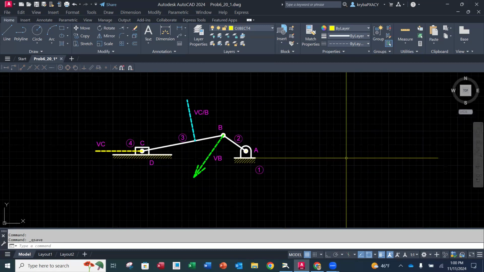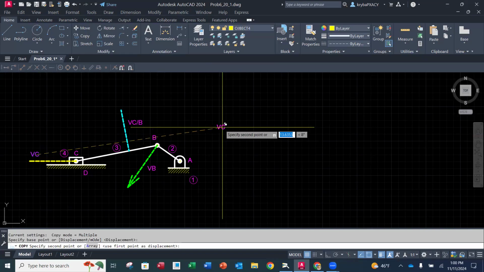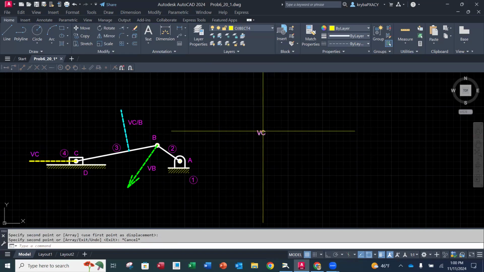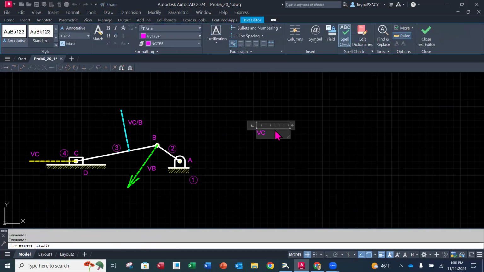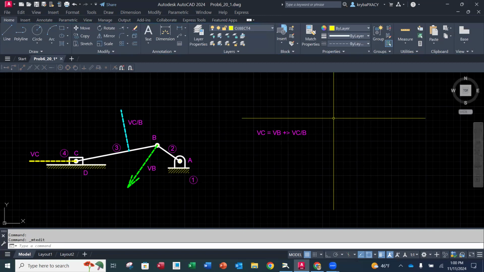So let's then draw our vector diagram. What I'm going to do is, we always have to have our vector equation identified. So this is going to be VC. I copied VC over, is equal to the velocity of B plus vectorially the velocity of C relative to B. I have to make this longer. There we go. So make sure you identify your equation.